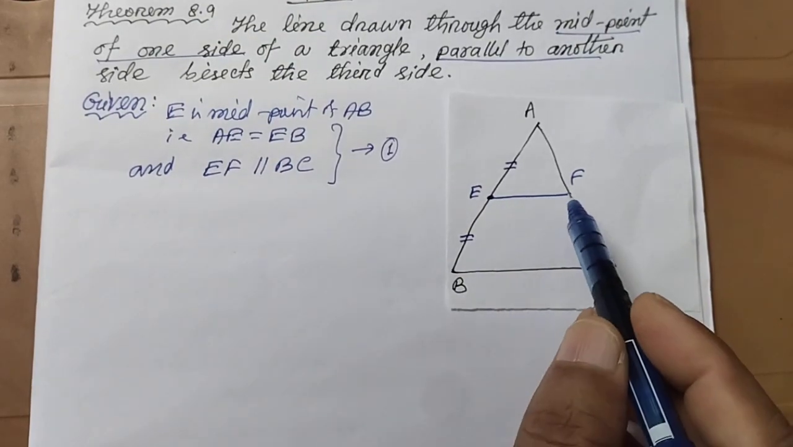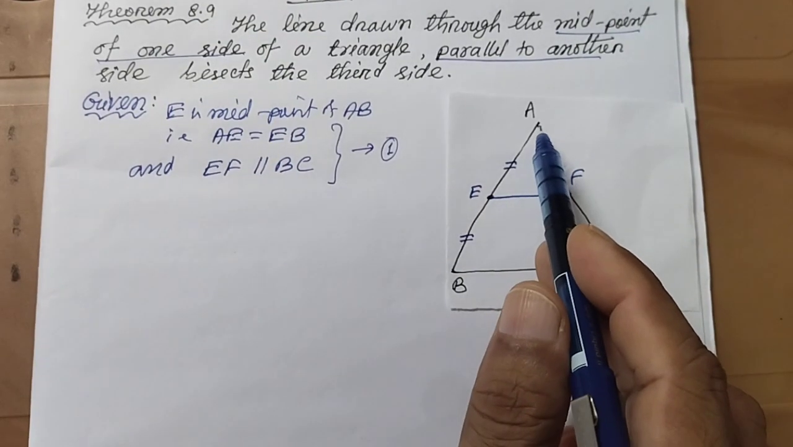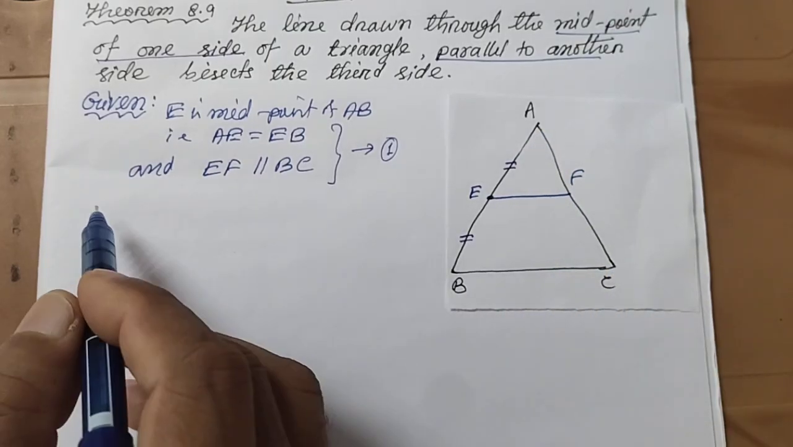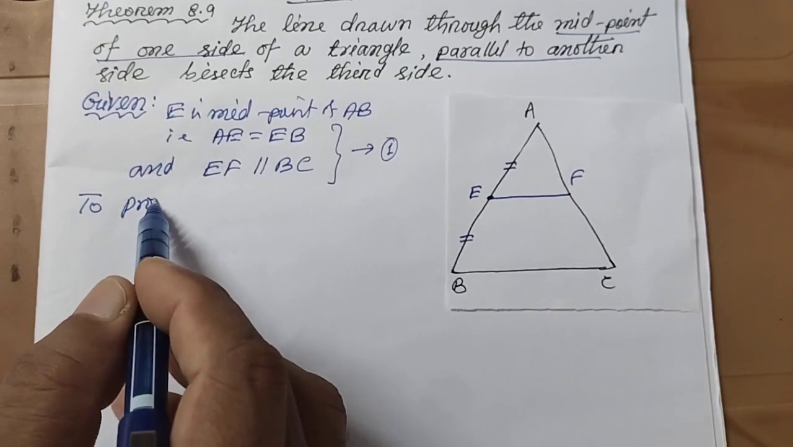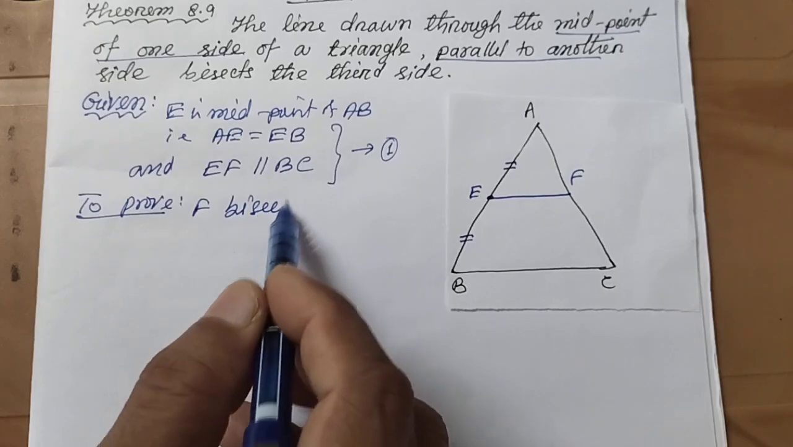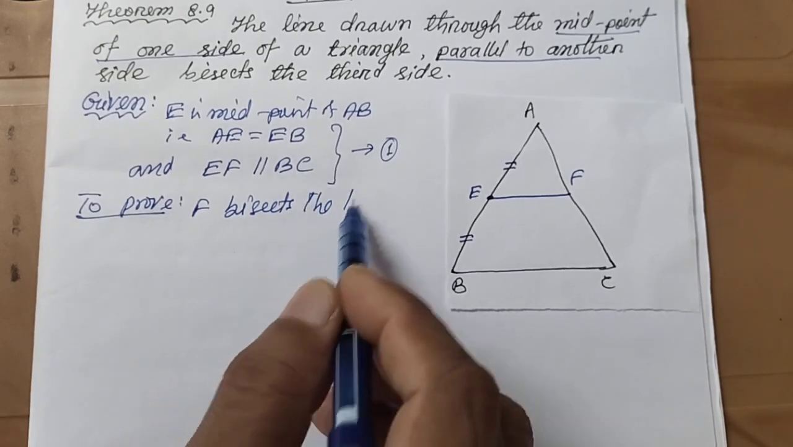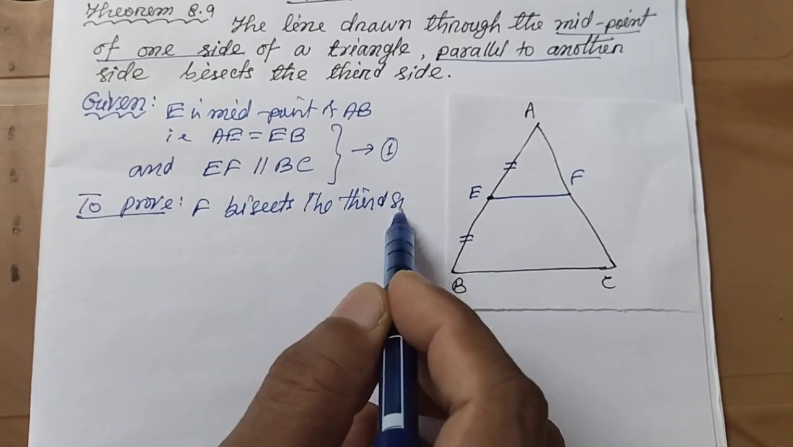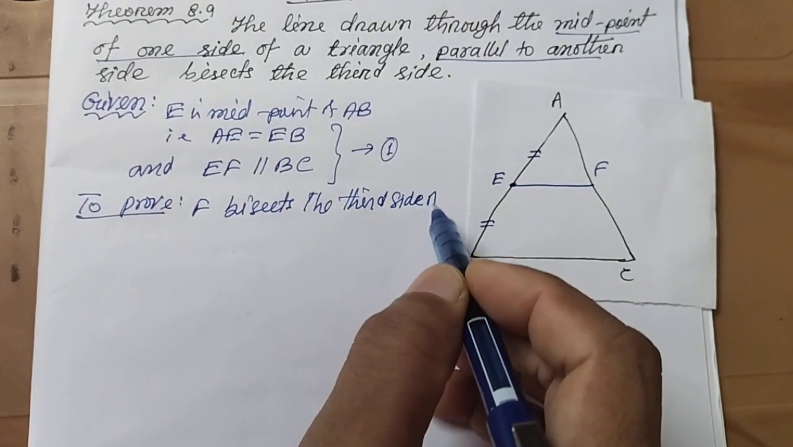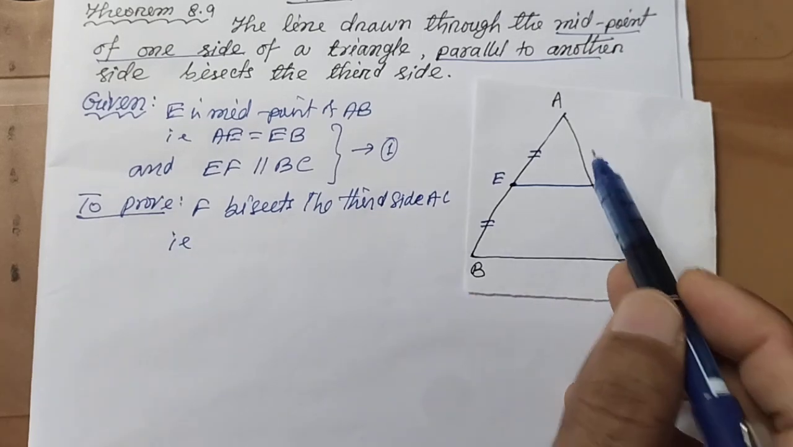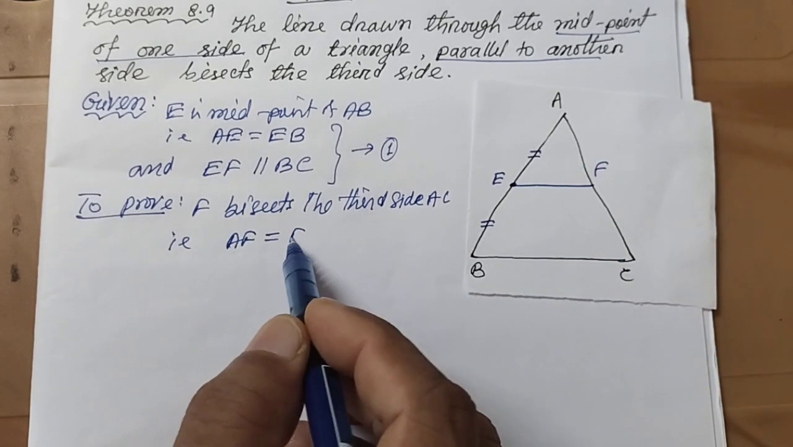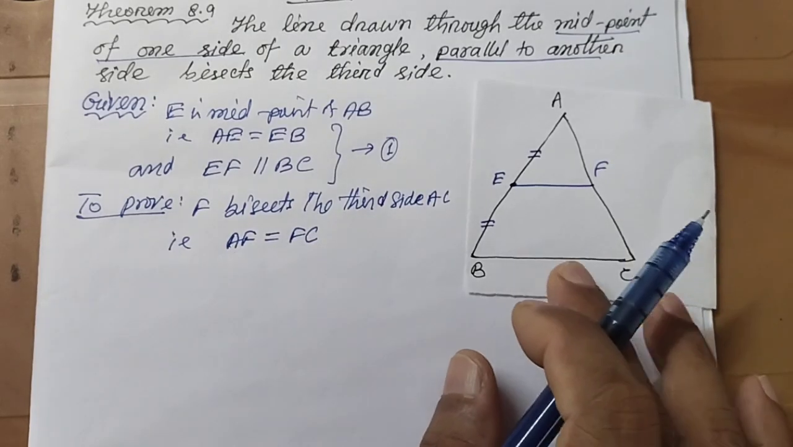And we are to prove that F also bisects the third side AC. That means we are asked to prove AF is equal to FC. To prove F bisects the third side, which third side? AC. F bisects the third side AC. That means we are asked to prove AF is equal to FC.